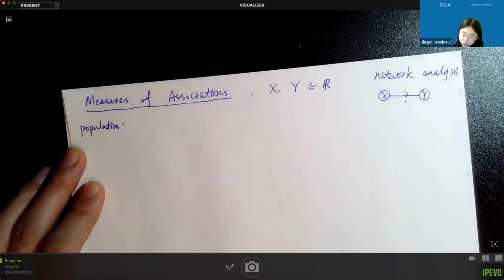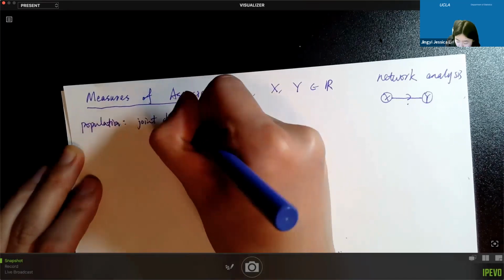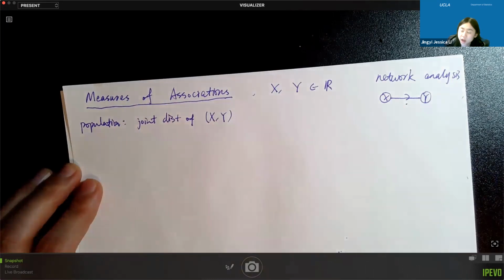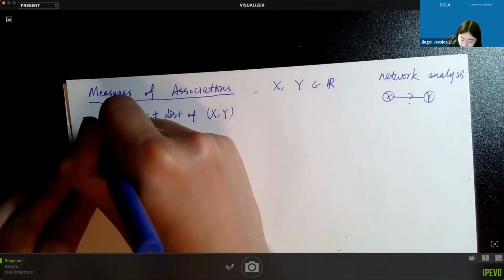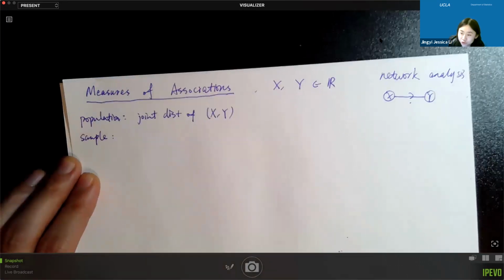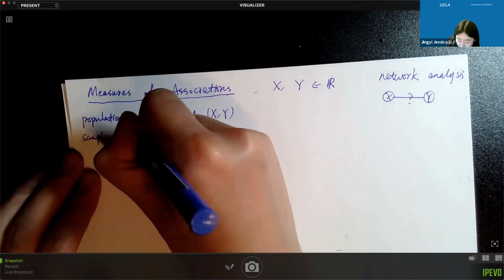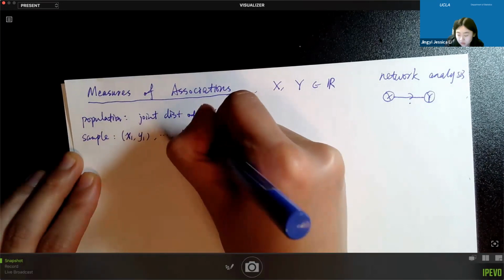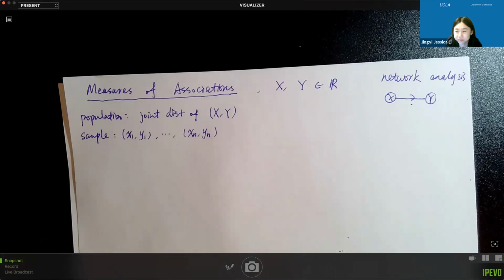It's actually the joint distribution of the pair of random variables X, Y. While our sample would be observations that are drawn from this distribution. So we denote them as X1, Y1 to Xn, Yn. So you see, your observations must be paired. You cannot do anything with unpaired observations.